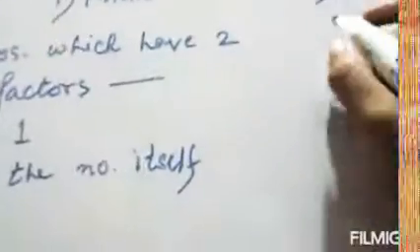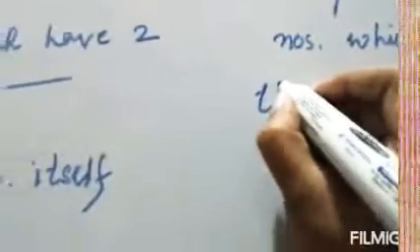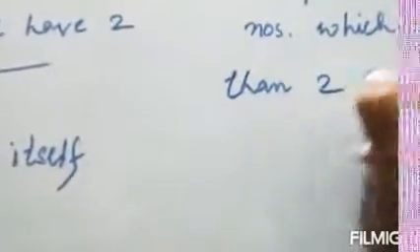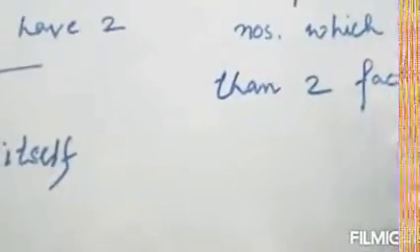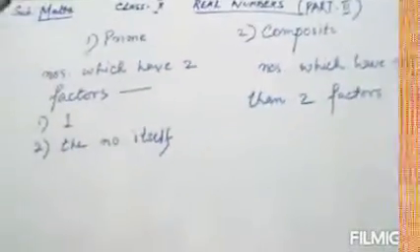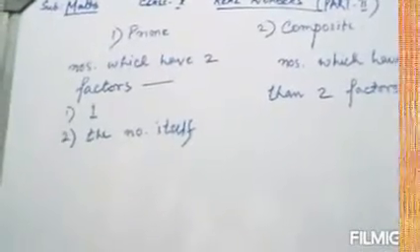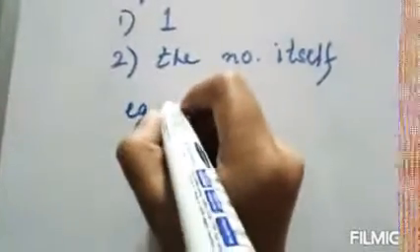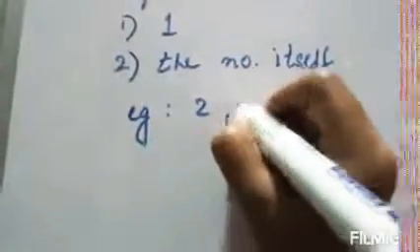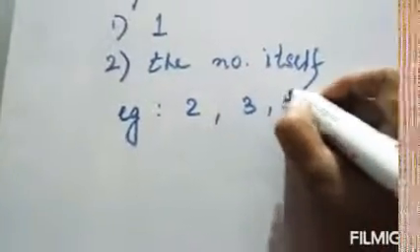Okay, similarly, what are composite numbers? Numbers which are not prime. Which means numbers which have more than two factors. Okay, numbers which have more than two factors. Now let's see examples of prime numbers. Example, you can say 2, 3, 5, etc.